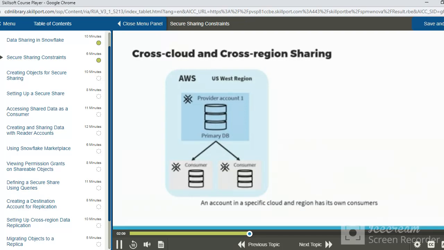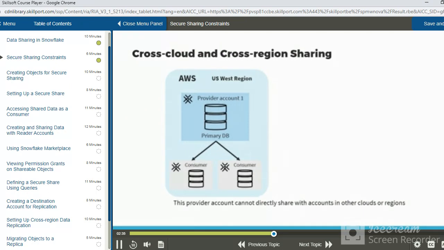Let's say there is a provider who is located on the AWS cloud and in the US West region of that cloud. This means that they can have consumers who are in the same cloud and region. But let's assume that this provider has become more and more popular and that their consumer base spans geographical boundaries, and a lot of their prospective customers do not use AWS.